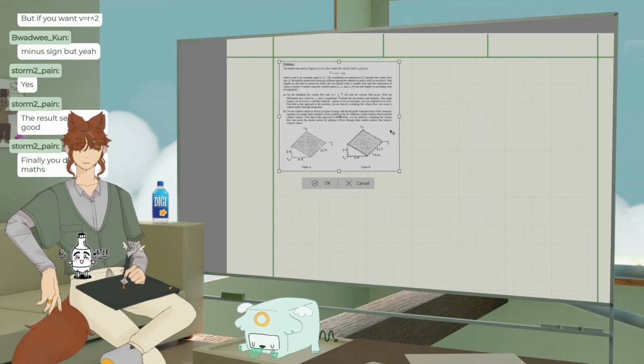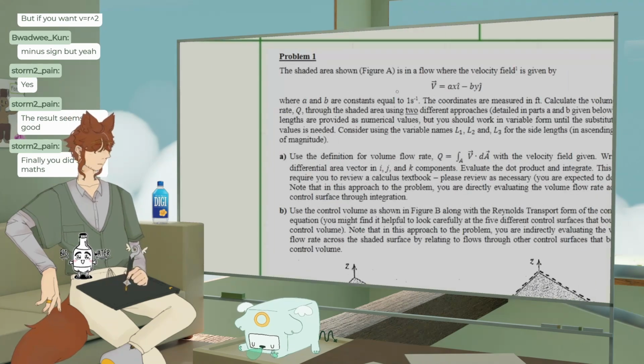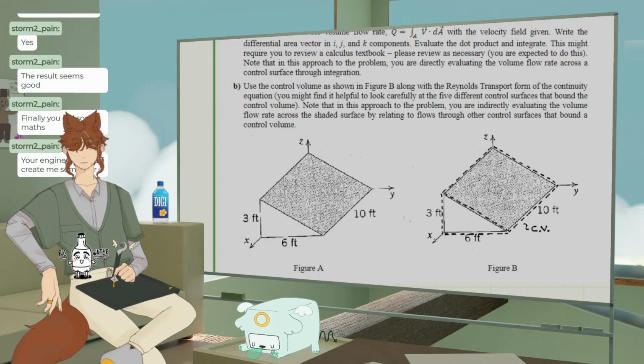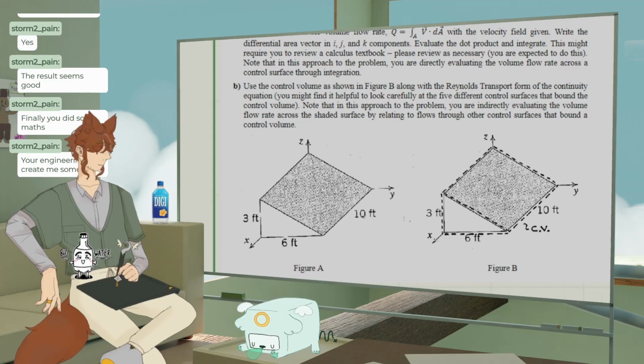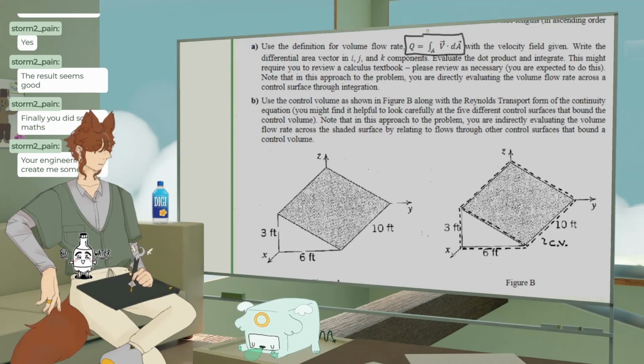Okay, this is the question. It's a long problem. So we have a velocity field, just like a vector field, you know, classic. And we want to find the volume flow rate for this surface here. I have to switch my pen color. It's okay, I swear, we just have to evaluate this equation over this area. That's all we have to do.